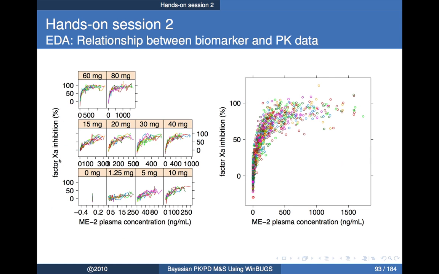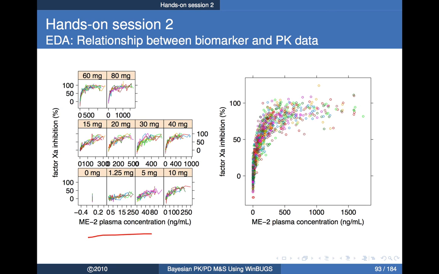And that's what we're looking at here. So we're looking at factor Xa inhibition versus our plasma concentrations, and you can see those as we go up here. I changed the x-axis scale; it's different all the way up here. You can see it's broader as the dose goes up, and you can see a pretty well characterized shape, especially as we get to the higher doses.